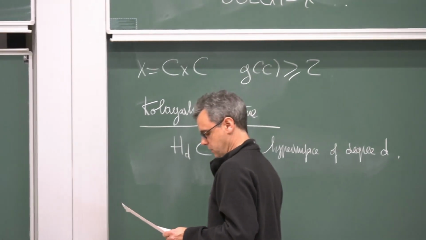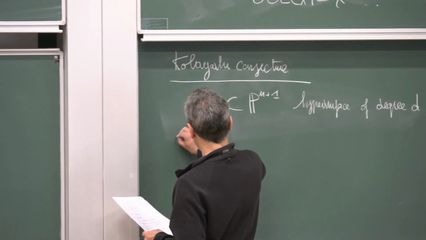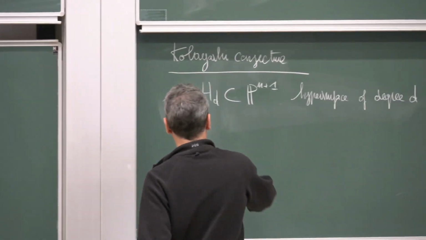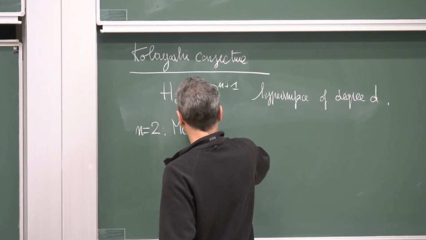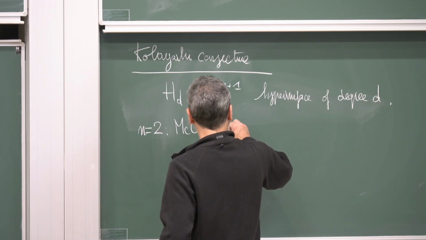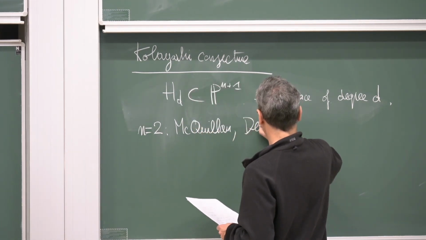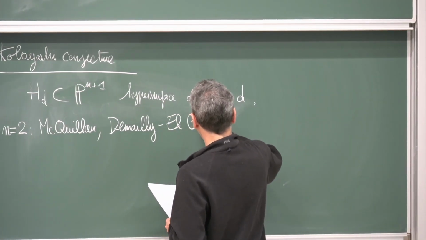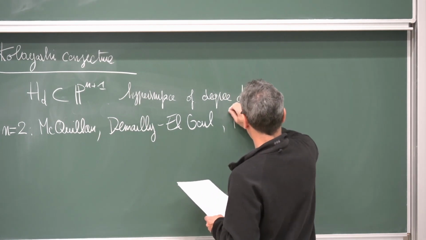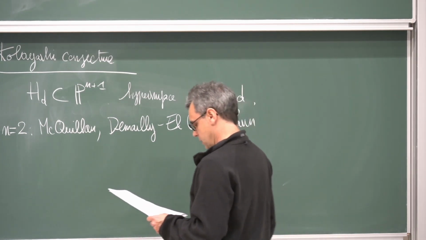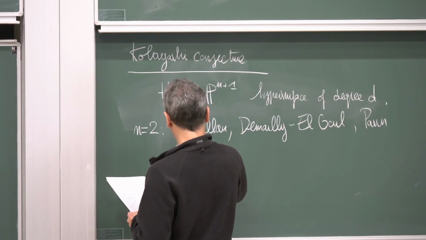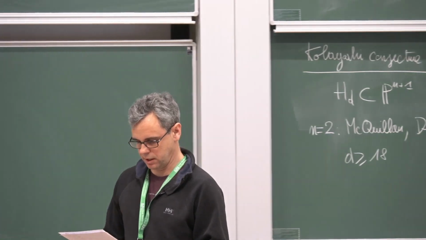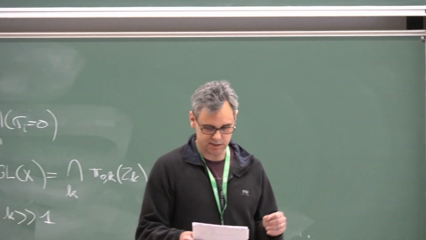Okay, so now I tell you a bit the history, because there are many names. So for surfaces, it was done by McQuillan, Demailly and El Goul. Păun then came. And they proved the conjecture for degree at least 18. Okay, so a generic surface of degree at least 18 is hyperbolic.